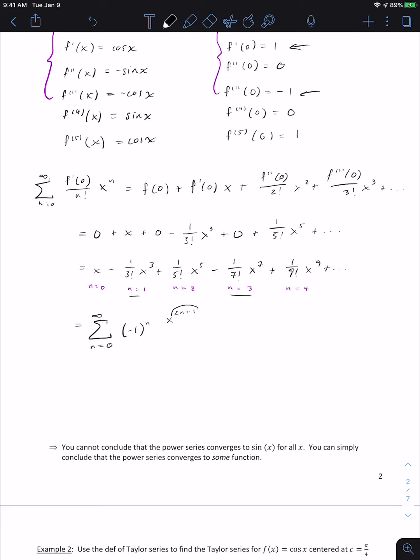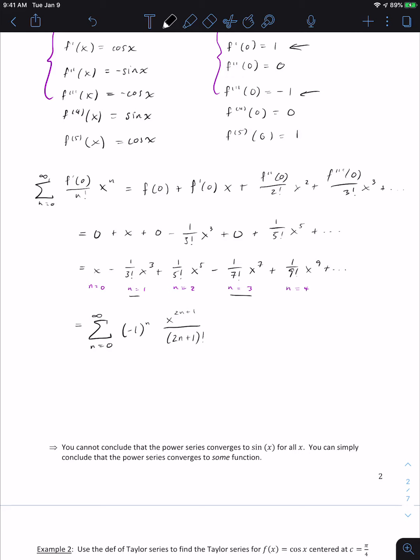Anytime you see 2n plus 1, that's our way of saying we want only odd stuff, right? Because 2 times some number plus 1 is always going to be an odd number. And since we only have odd powers of x, that's what we're looking for there. And then notice the power of x is exactly the same as the factorial that's in the denominator. So in other words, I need 2n plus 1 factorial in the denominator.